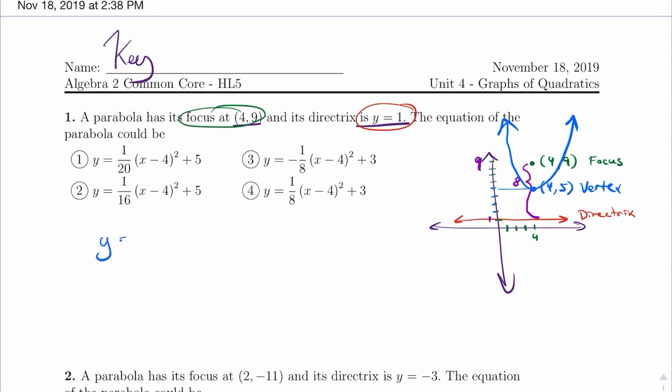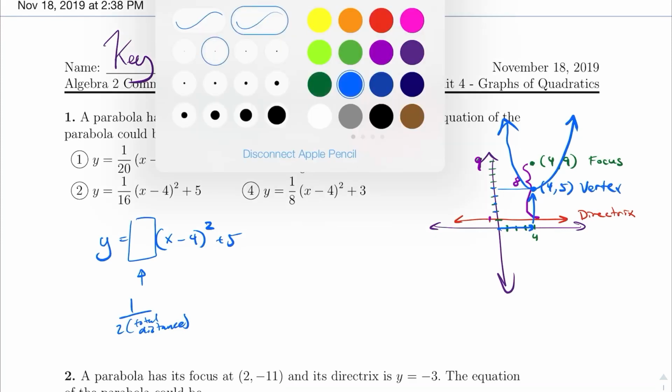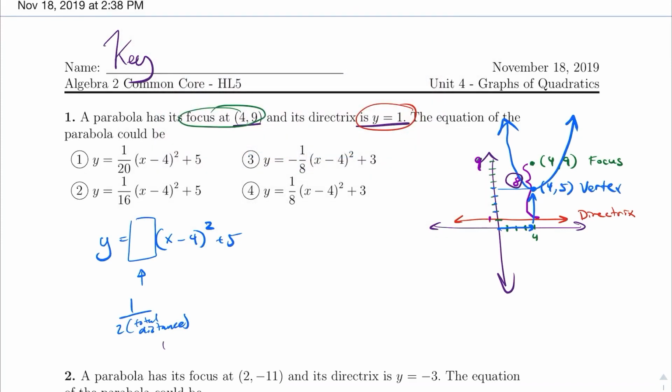So y equals, the x shift is going to be 4, so it's going to be x minus 4 inside of the square, and up 5, so the outside transformation is up 5. And for the coefficient, the value that goes there, we use the formula 1 over 2 times the total distance. We computed before that the total distance was 8, so it'll be 1 over 2 times 8, so it'll be 1 over 16. Now the last thing to think about: is it going to be positive or negative? Because it's concave up, this is a positive a value, and so we end up with this as our final answer, choice 2.